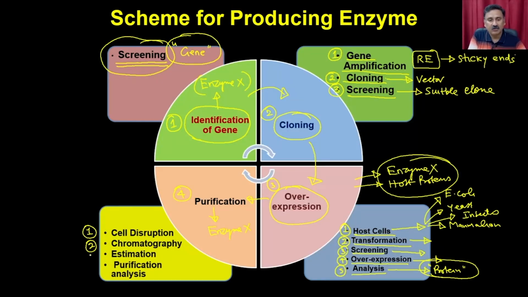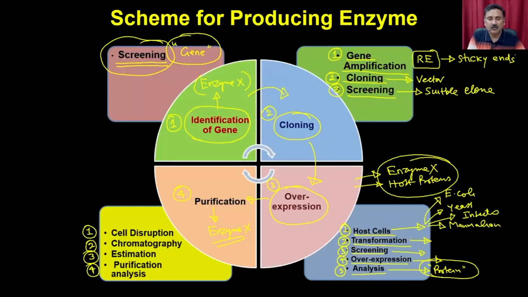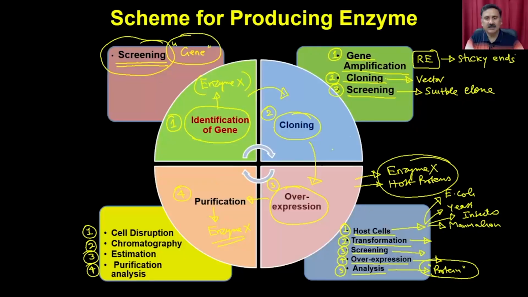Once you're done with the chromatography, you determine the yield of your purification, or the amount of enzyme X you have recovered. And then you do further analysis to see how much purification has been achieved. So all these 4 steps are required if you want to produce the enzyme under approach number 2. So let's start discussing these approaches and these steps one after the other.